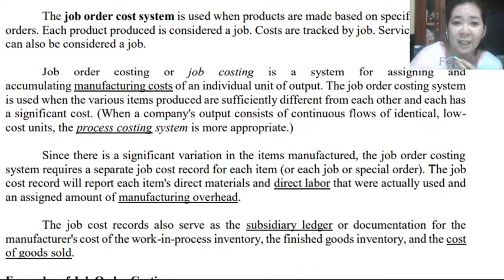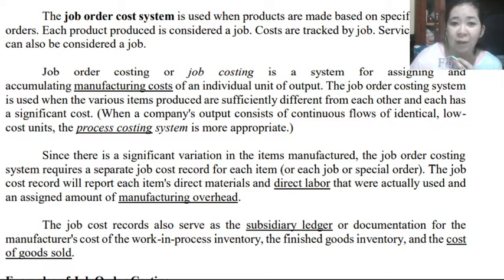Since there is a significant variation in terms of what is manufactured, the job order costing system requires a separate job cost record for every item, or each job or special order. So it will have a separate job cost record. The job cost record will report each item's manufacturing cost, which includes our direct materials, direct labor, and an assigned amount for manufacturing overhead.